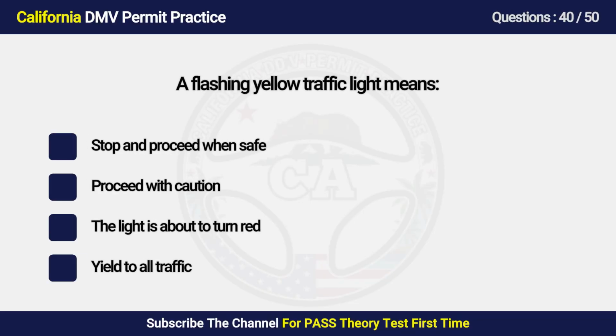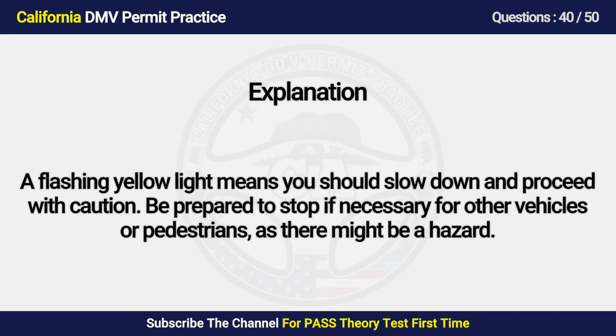Question 40. A flashing yellow traffic light means A. Stop and proceed when safe. B. Proceed with caution. C. The light is about to turn red. D. Yield to all traffic. Answer is B. Proceed with caution. A flashing yellow light means you should slow down and proceed with caution. Be prepared to stop if necessary for other vehicles or pedestrians, as there might be a hazard.